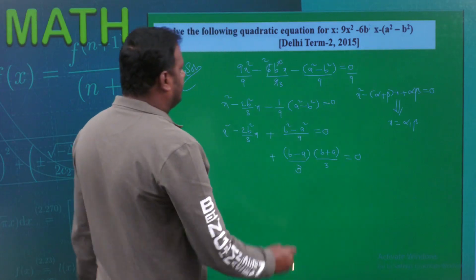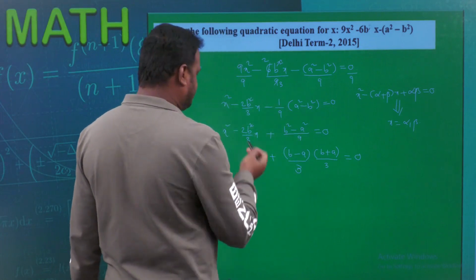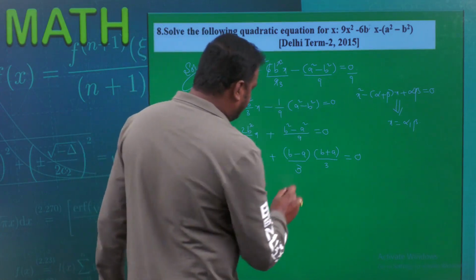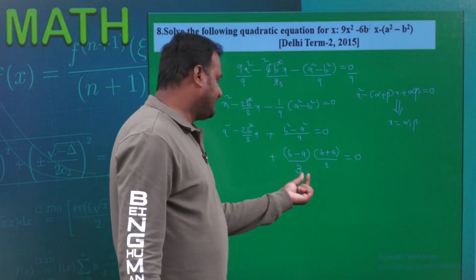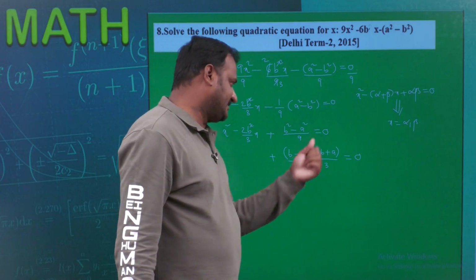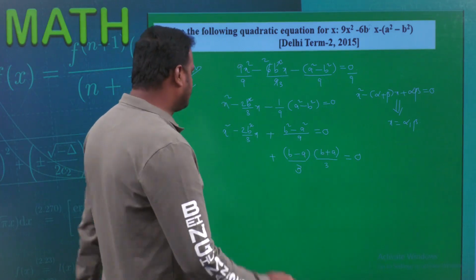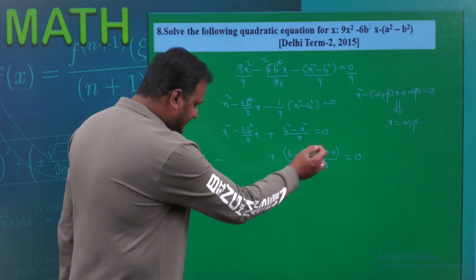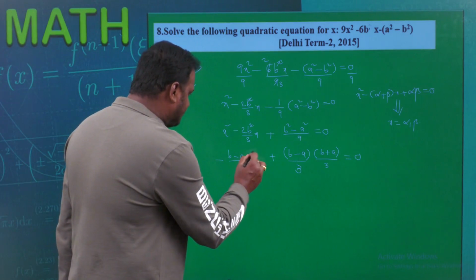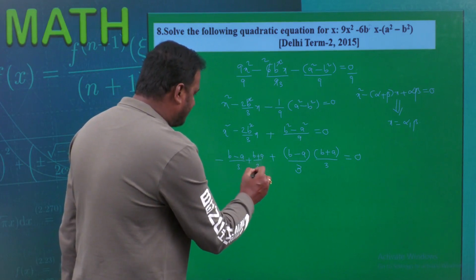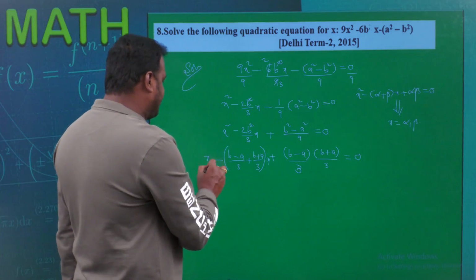Like here, it is b only. Then if I add both of them, then what do I get here? (b minus a) by 3 plus (b plus a) by 3, minus a plus a cancel, b plus b is equal to 2b by 3. I am getting 2b by 3. So that minus 2b by 3 can be written as the sum of these two, that is (b minus a) by 3 plus (b plus a) by 3, into x, and the first term is as it is.